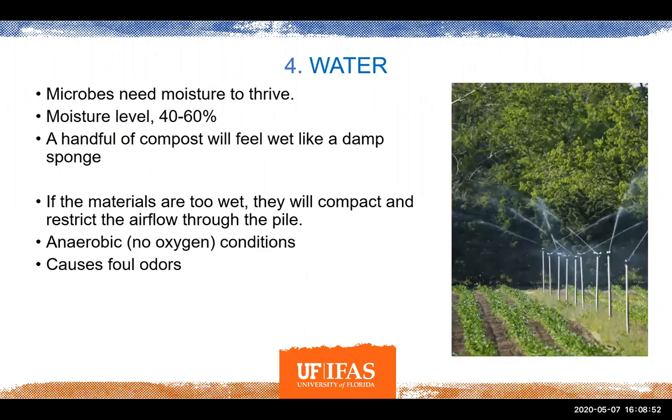And that leads us to our fourth ingredient here, which is water. You need to keep your compost nice and damp. It needs that moisture in there for these microbes to survive. You can get a little moisture meter if you want. You want to keep it about 40 to 60%, kind of that mid-range, but you want your compost to feel damp, kind of like a damp sponge, but don't make it too wet.